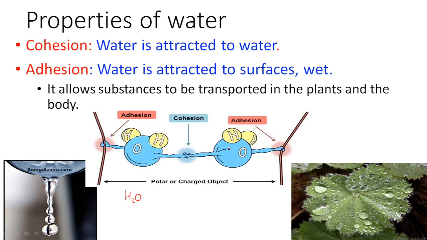The combination of these properties allows substances to be transported in plants and the body. So this is a plant, these are the roots, and this is the leaf. Water with salt is taken by the roots, but it needs to be transported to the rest of the plant. How can this be carried out? Well, first of all, there's a phenomenon which is called evapotranspiration.